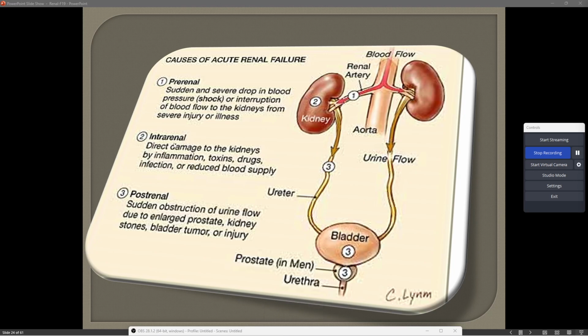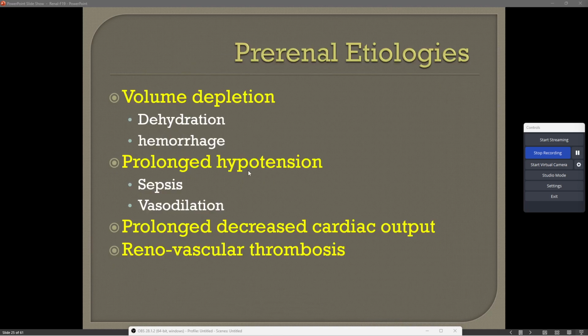Intrarenal: direct damage to the kidneys, resulting from inflammation, toxins, drugs, infection, and reduced blood supply. Postrenal: sudden obstruction of urine flow due to enlarged prostate, kidney stones, bladder tumor, or injury. In men, the prostate surrounds the urethra. If I ask you to give examples of pre-renal, intrarenal, and post-renal causes, you should be able to very easily cite at least 3 for each.